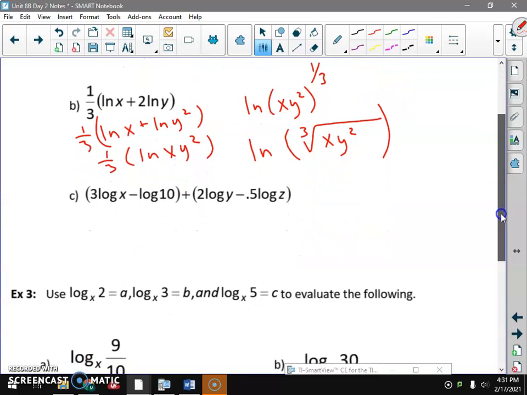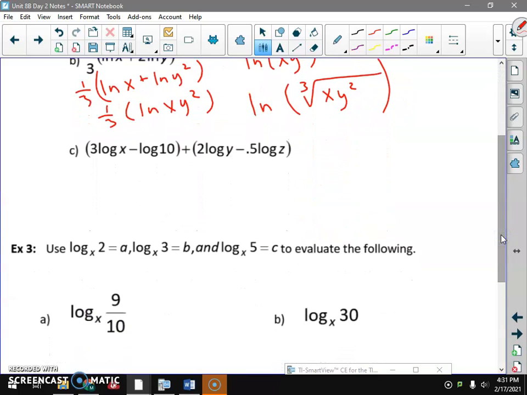Last one of this type. Squeeze them together to a single log. I'm going to do 2 steps at once. Put the 3 up, turn the subtraction into division. So that would be x cubed over 10 plus, again, 2 up, 1/2 up, and division. Maybe that's too much. Log of y squared minus log of z to the 1/2, or the 0.5 power.